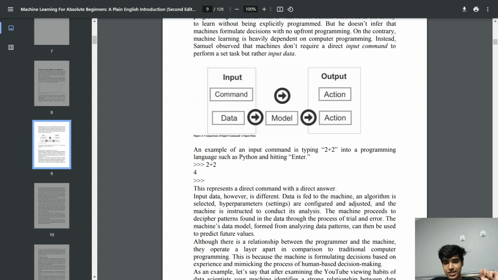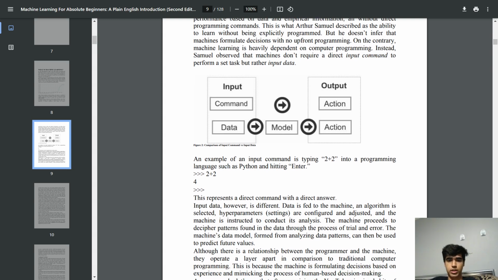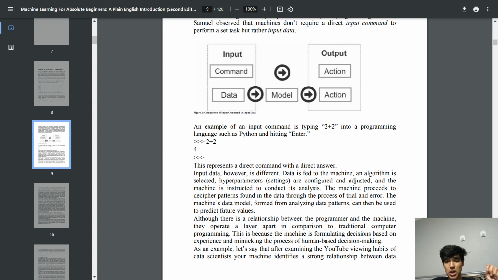An example of an input command is typing 2 plus 2 into a programming language such as Python and hitting enter. 4. This represents a direct command with a direct answer. Predefined input, predefined output. For this input, we always have the same output. But in machine learning, we don't have that. In machine learning, 2 plus 2 is not always 4, because the machine is going to learn from the data and make a decision based on the data.